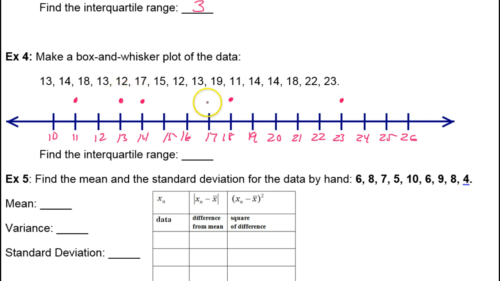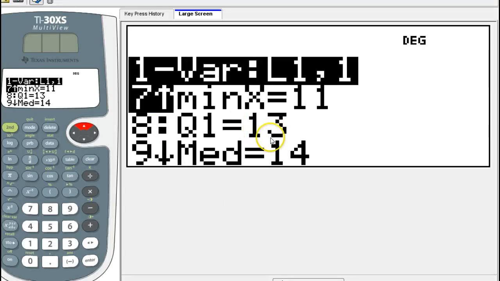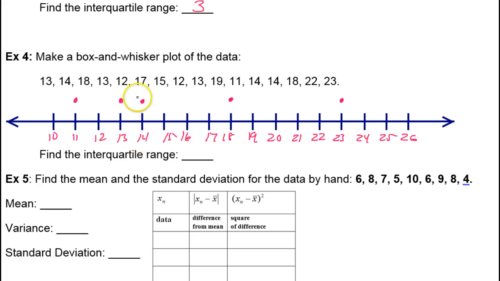Okay, so those are my 5 key points that I was able to read straight off my calculator screen. Of course, the box is going to be formed around the quartiles with a line at the median, and then I'll do the whiskers out to the max and min. So that's how you do that box and whisker plot with the assist of our TI-30XS MultiView.